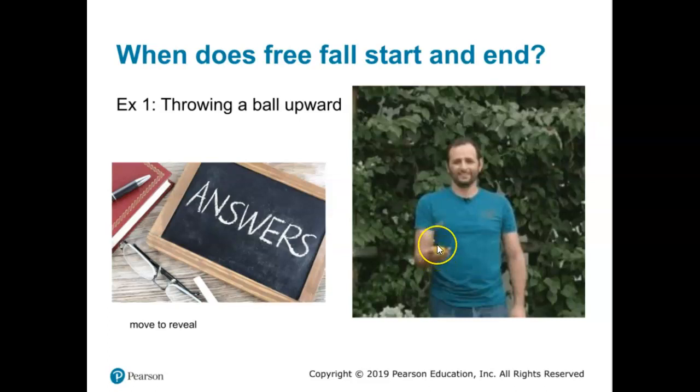So as soon as it leaves his hand, is that free fall? And the answer is yes. We're going to ignore air resistance in all these cases because that's what we do to simplify the problems. You would need calculus if you wanted to include air resistance in problems. But as soon as this ball leaves his hand, that is considered free fall.